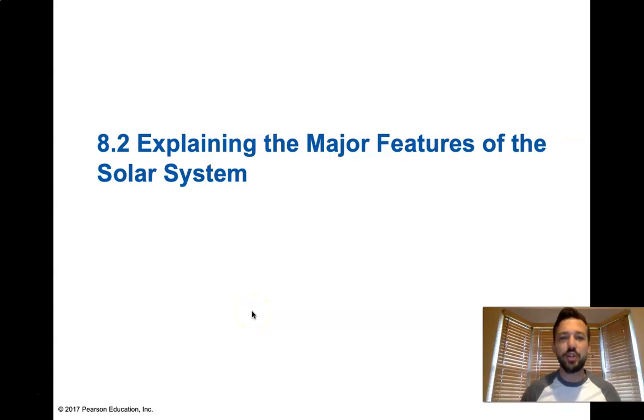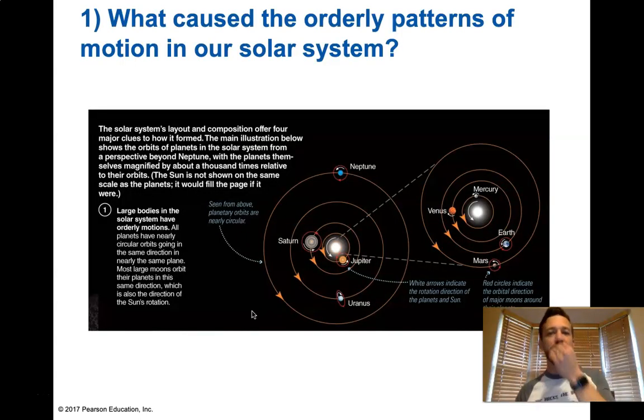Guys, it's 8.2, explaining the major features of the solar system, which means we're going to be talking about those three things and the exception, and why the nebular theory proves those things. So let's go into it. The first one, the orderly pattern of motion.